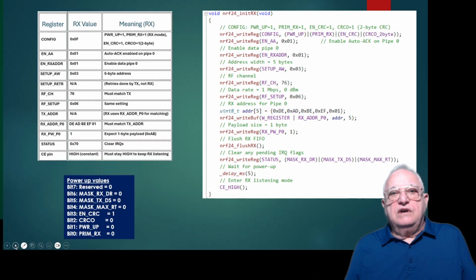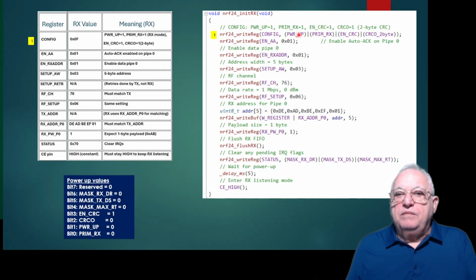So now let's look at how we're going to initialize the receiver. So again, the receiver is going to be power up. Now the PRIM_RX, I have to do that here because the default, like I noted, is 0, and I need to set it to 1 for receiver. We enable the CRC and then the 2-byte CRC.